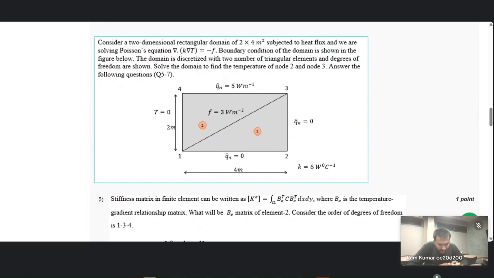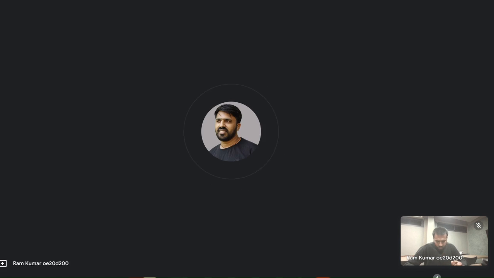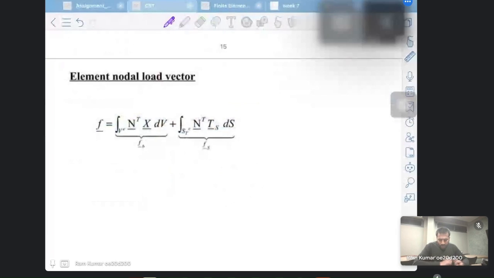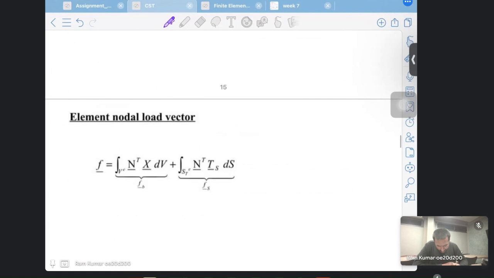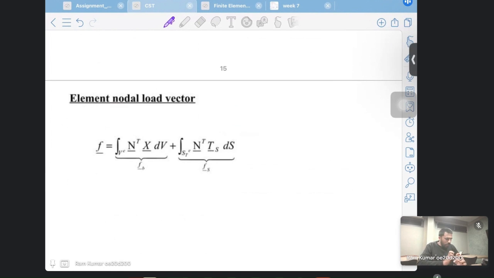I think you are doing it correctly. Only one thing I observe: I think you are missing the shape function somewhere. Can you stop your screen? Okay, sir. Yes, see, I think now from there you will get an idea. So from here you will solve.